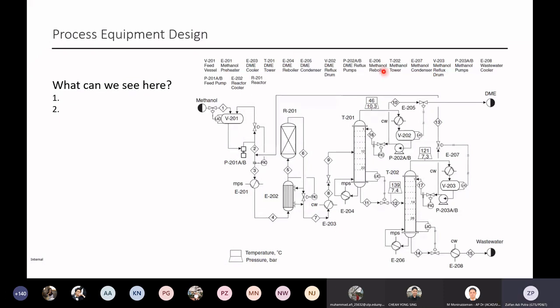So, what is equipment design? If you see this, I think at this point in time, all of you should have come up with this kind of flow sheet.